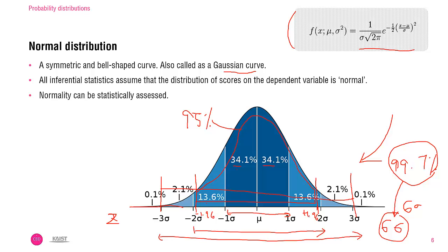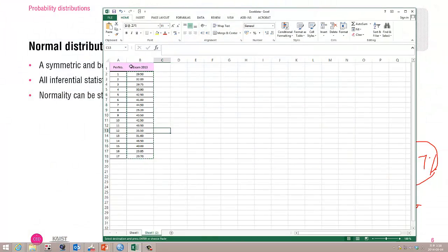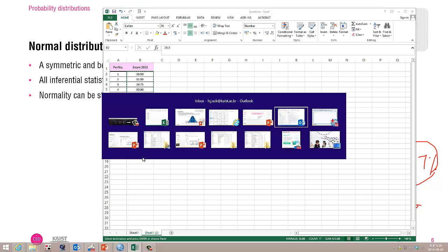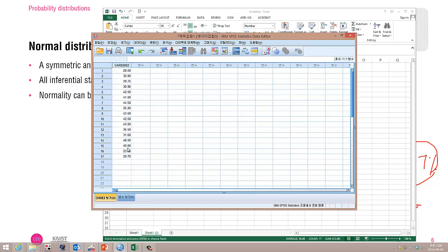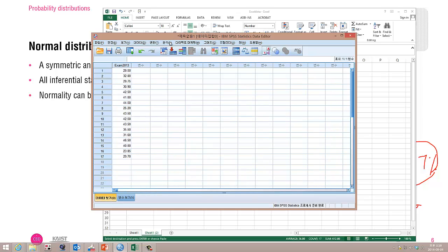All inferential statistics assume that the distribution of scores or data on the dependent variable fits a normal distribution, and the normality can be statistically assessed. Let me show you how to test it, and let's test whether the exam score of last year, 2013, fits the normal distribution. We have data here. So this was the exam score in 2013, and I'm going to copy this file to SPSS software, and the variable is exam, right?